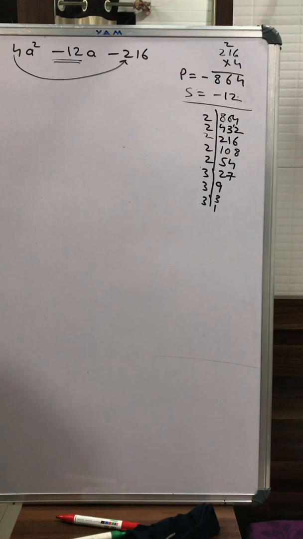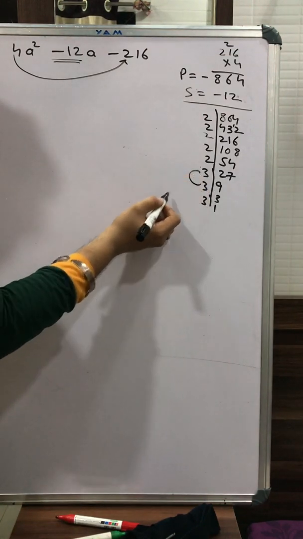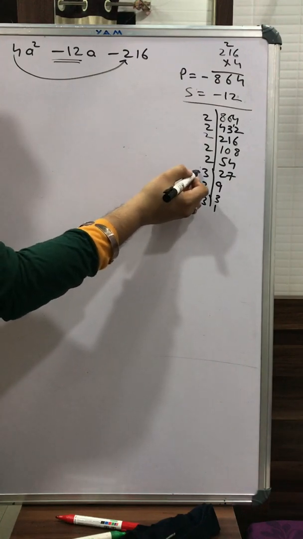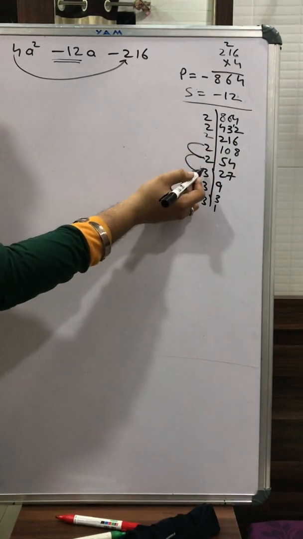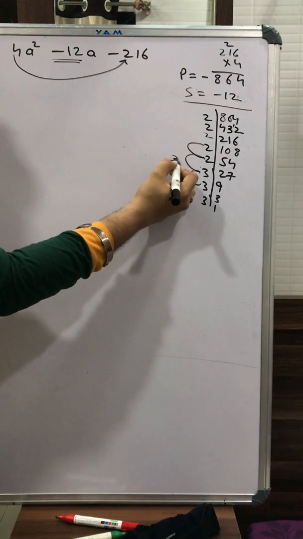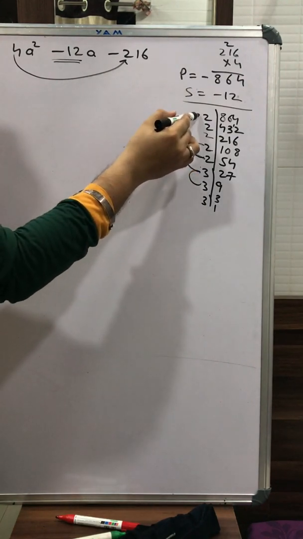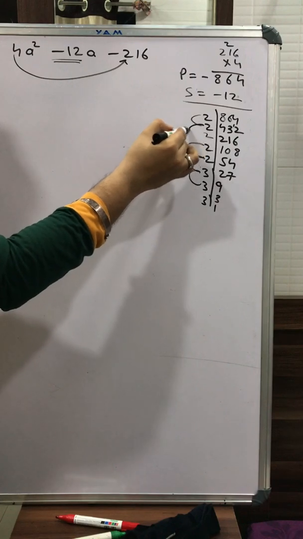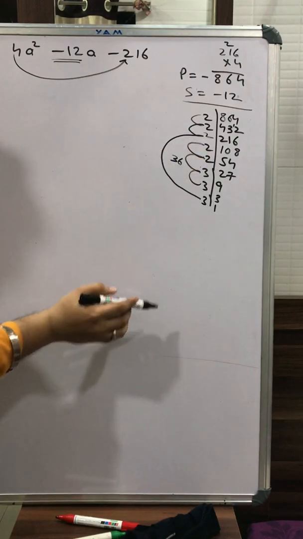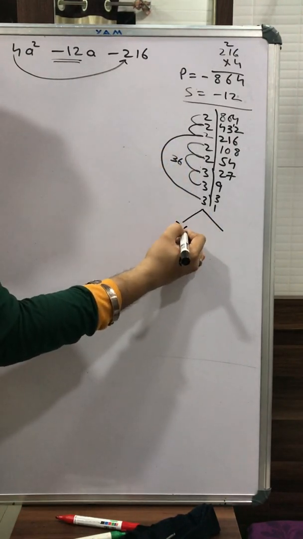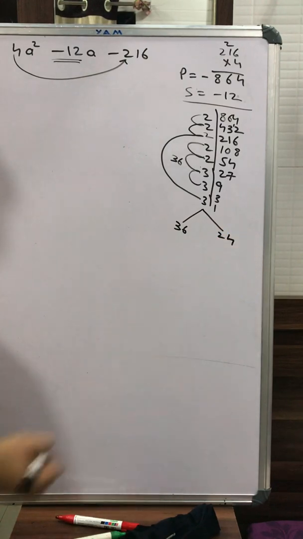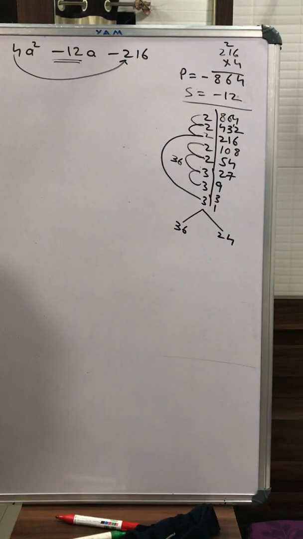Now we need to make jodis and find what the cases will be. 3 3s are 9, 9 2s are 18, and 18 2s are 36. And 2 2s are 4, 4 2s are 8, and 1 3 is remaining here, so 8 3s are 24. So if I say one number is 36 and the other number is 24, एक है 36, एक है 24.